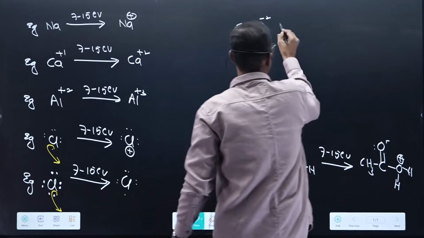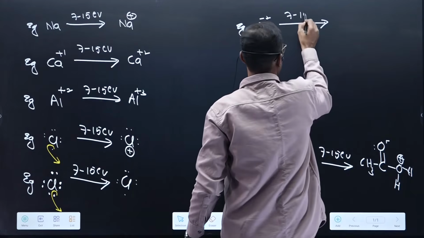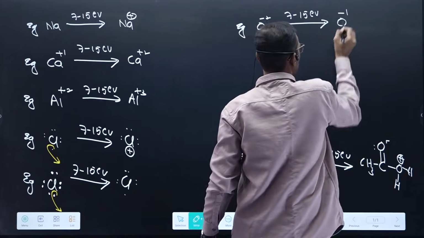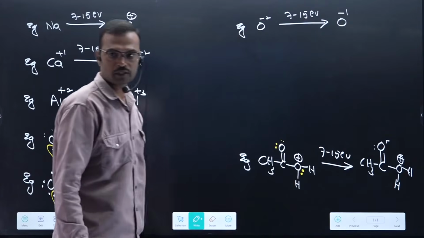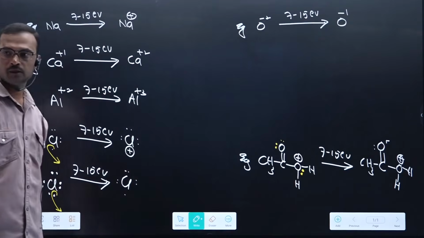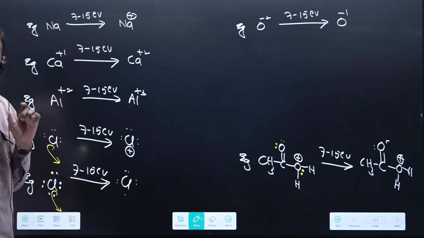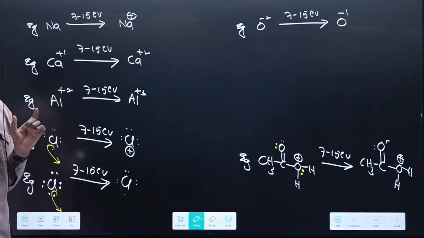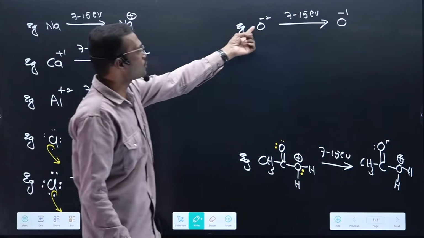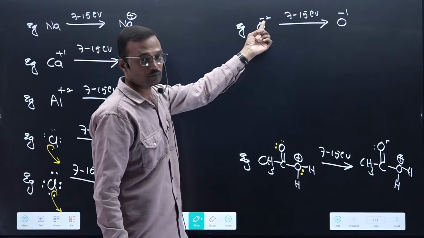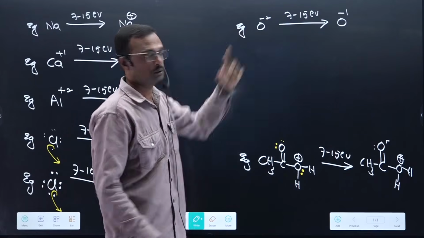Suppose O minus 2 is given. With 7 to 15 electron volts, if I remove one electron, what is that? O minus 1. O minus 1 is a molecular ion of which one? O minus 2 loses or gains an electron? It loses an electron and becomes minus 1.